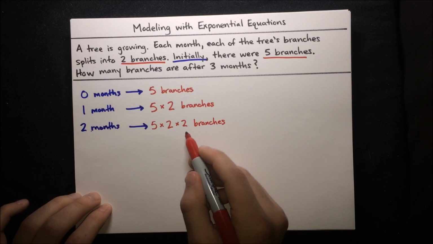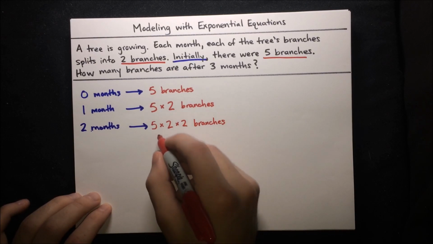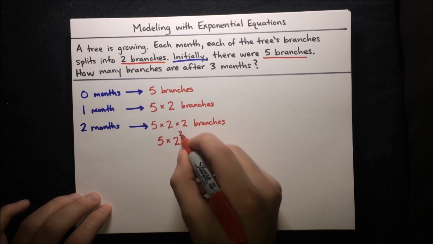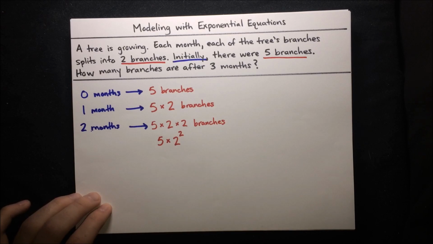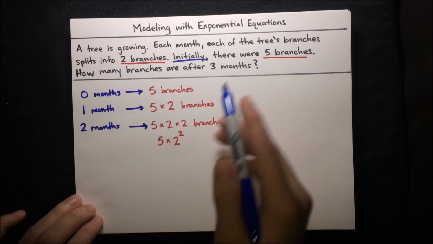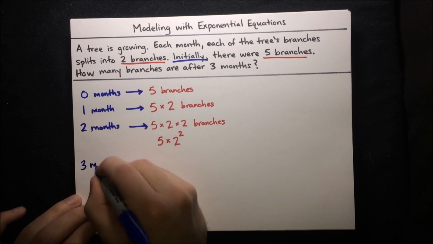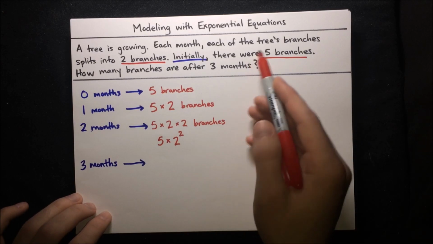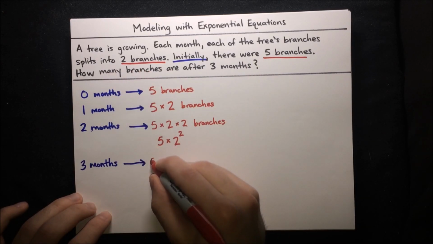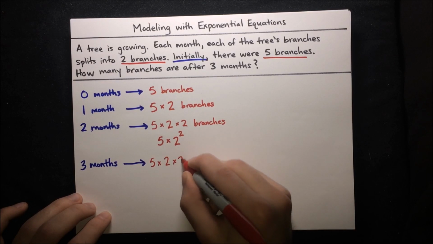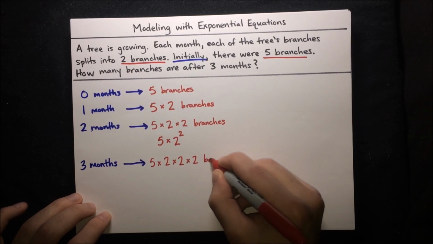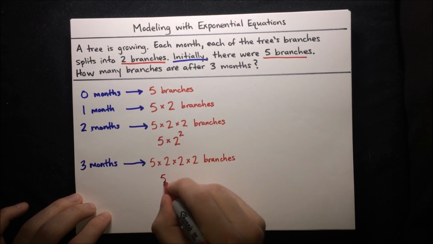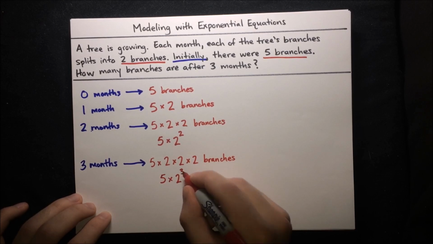And we can write that a little bit more compactly since we've got some multiplications by 2. Repeated multiplication is just exponentiation. So 5 times 2 to the power of 2, because we're multiplying 2 2's. Alright, let's do this one more time. We only want to go up to 3 months, so this will be the last round. 3 months. Again, we're multiplying by 2, because each branch is splitting into 2 branches. So we have 5 times 2 times 2 times another 2. That's how many branches we have. And putting that into exponent notation, this is just 5 times 2 to the third, because 3 2's.